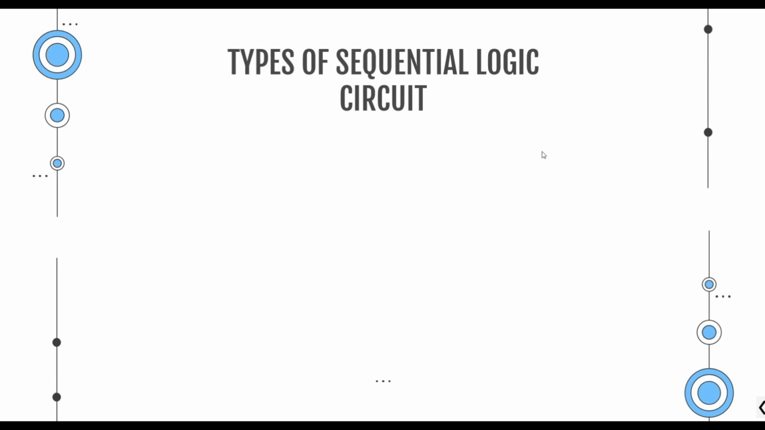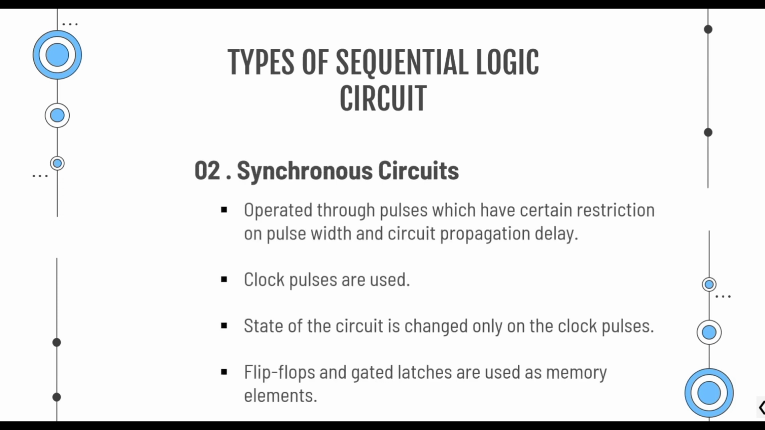The next type is synchronous circuits. Nearly all sequential logic circuits today are clocked or synchronous logic circuits. In a synchronous circuit, there is an electronic oscillator called a clock. It generates a sequence of repetitive pulses called clock signals. That clock signal is distributed to all the memory elements in the circuit.